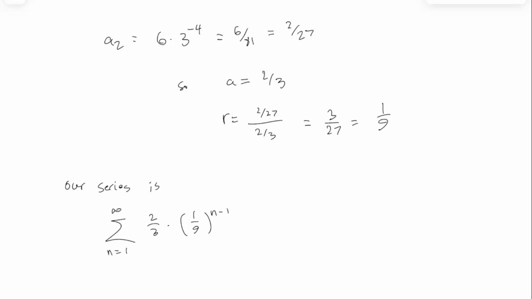Anyway, this thing, what does it equal? First of all, you ask yourself, is the r in the appropriate range? Is the absolute value of r less than 1? And it is, because it's 1/9. So we may use the formula. It does converge. This converges to, it's always a over 1 minus r. So in this case, 2/3 over 1 minus 1/9. Whatever that is. You can simplify that if you want to. I simplified it to 3/4 eventually. All right.